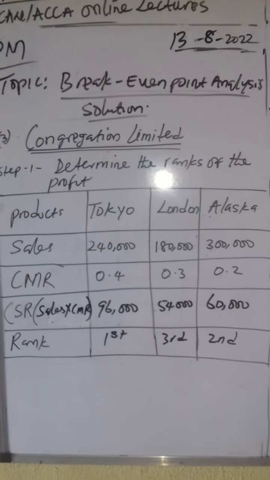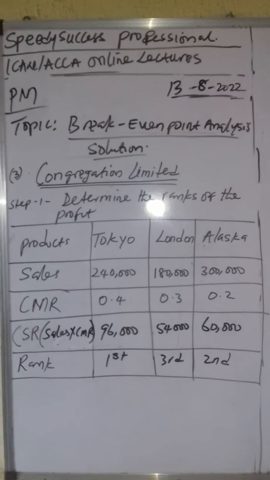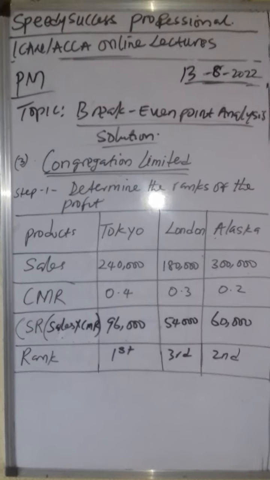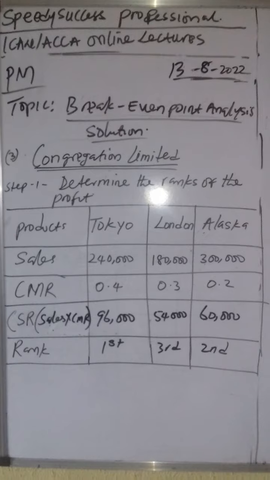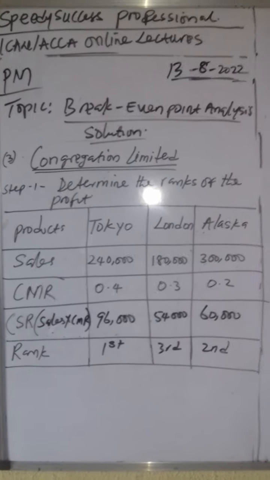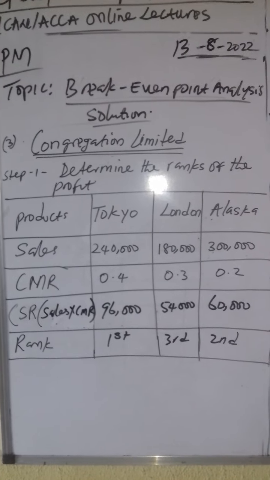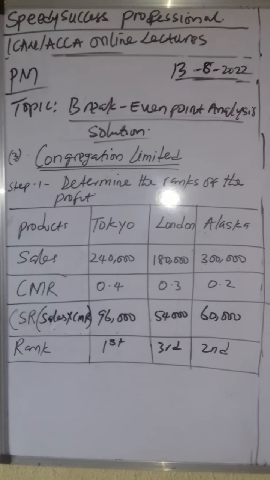60,000. So in ranking, the highest contribution is Tokyo, the second is Alaska, the third is London. And that's the first step. The examiner wants to see that you rank the products so that the company can understand which of the products is doing very well. Now let's quickly look at the second step.